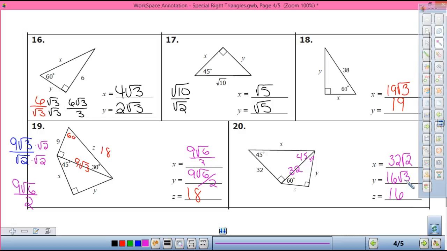So were we able to solve these in order of x, y, z? Not necessarily. Over here, I had to find z before I could even find x and y, right? So you might have to go in a little bit different order to find your missing parts.